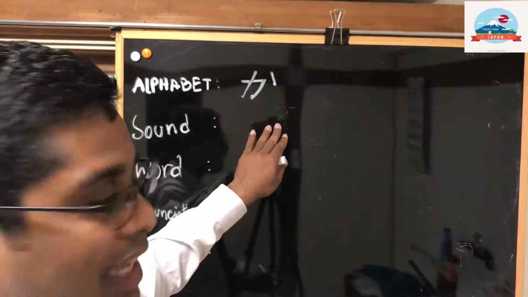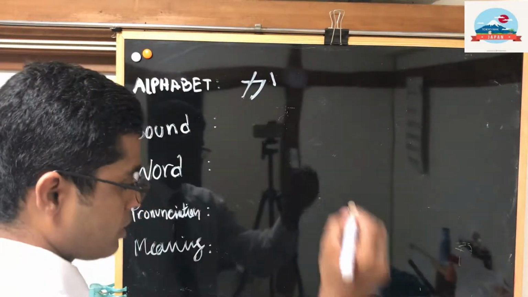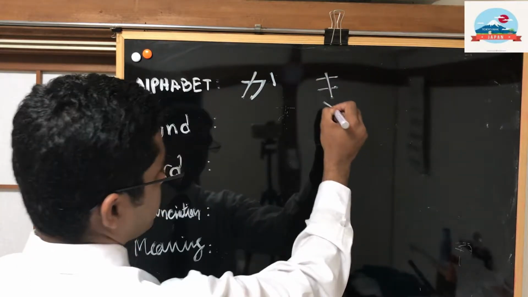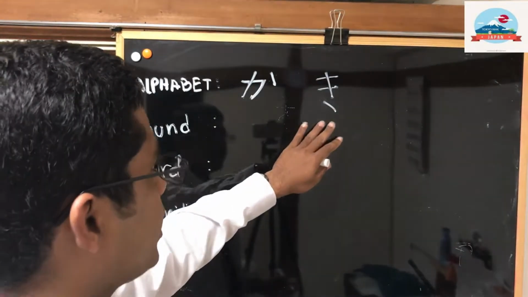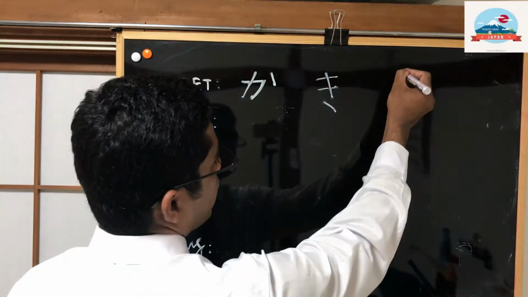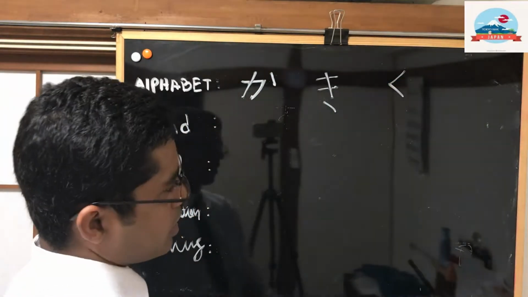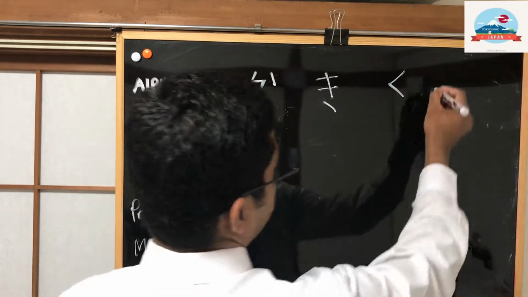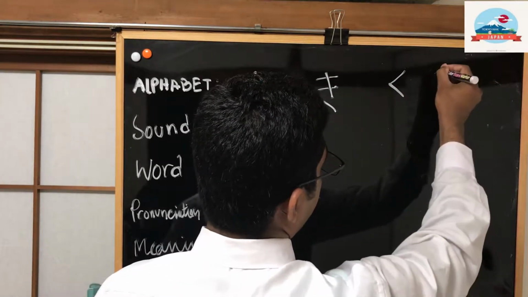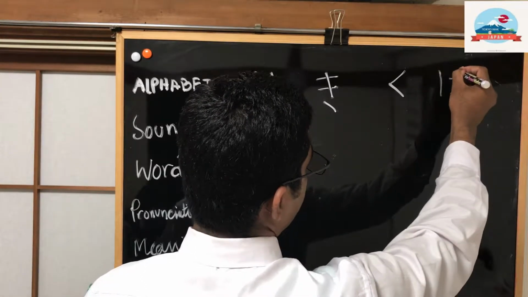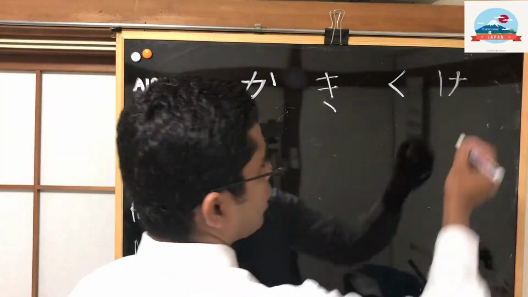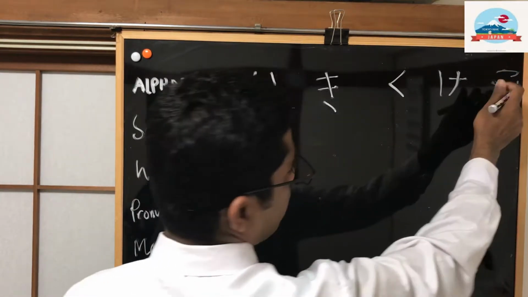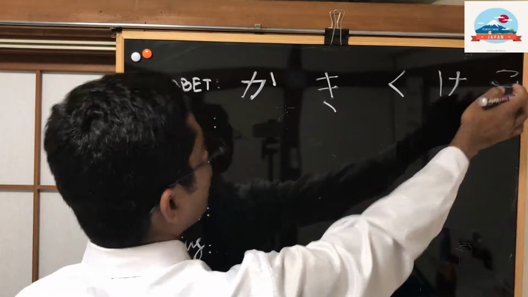This ka, and first, second, third, this ki. And this ku, and this ke. One, two, three, ke, and this last ko. This column's last alphabet is ko.